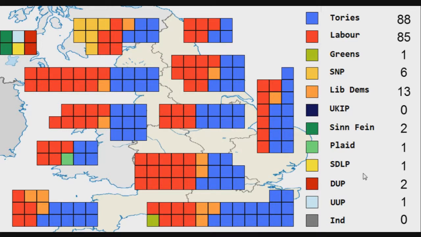If you compare it to my pure proportional representation video, the Tories get 3 more seats, Labour gets 5, Greens get 2 less, SNP I believe gets the same, from what I remember. Yeah, that's right. The Lib Dems get 13 instead of 15, UKIP gets 0 instead of 4, Sinn Féin get 2 instead of 1, Plaid gets the same amount, SDLP gets the same amount, DUP gets the same amount, and UUP gets the same amount. So it's similar, but it's still different.